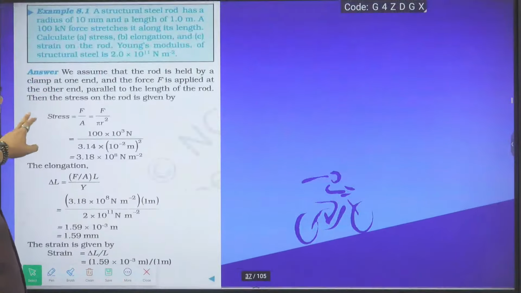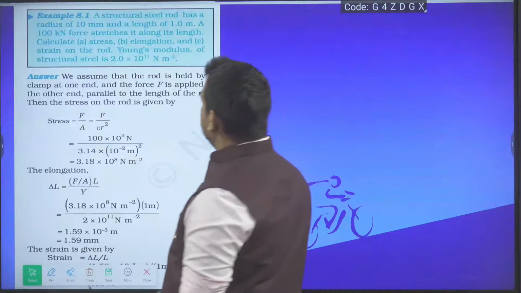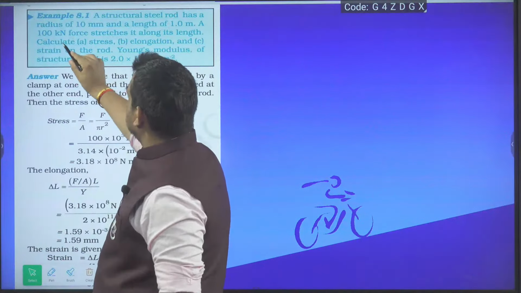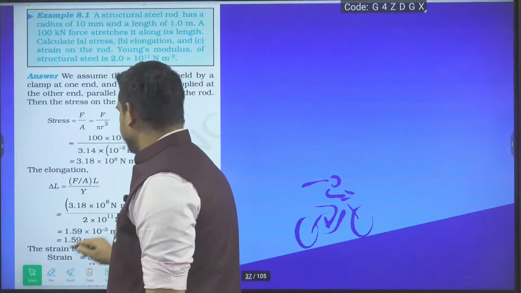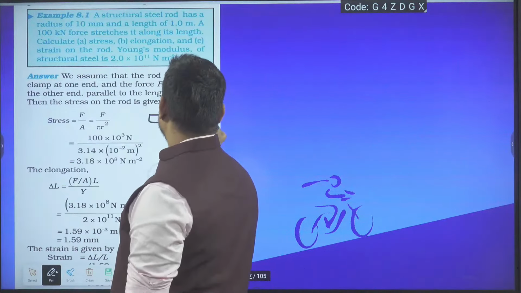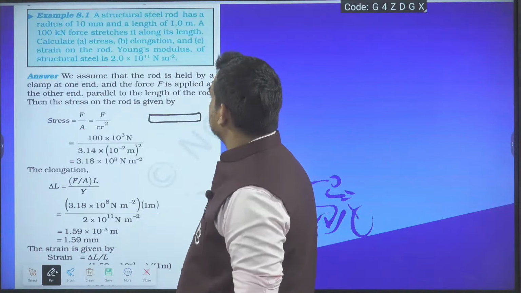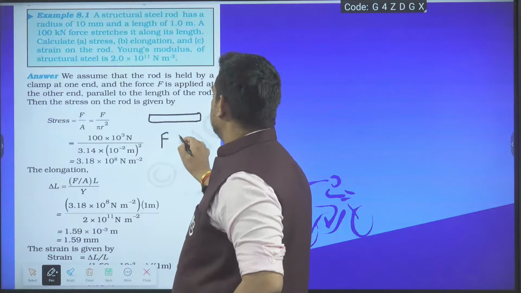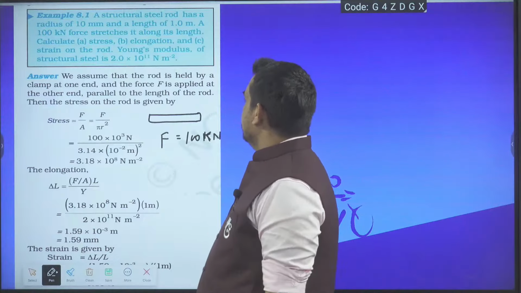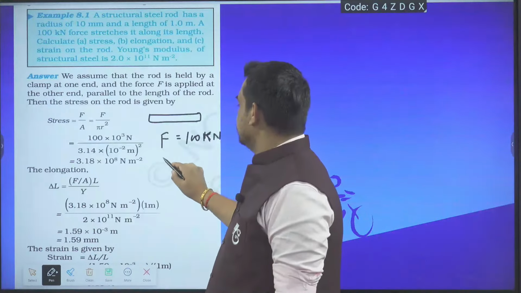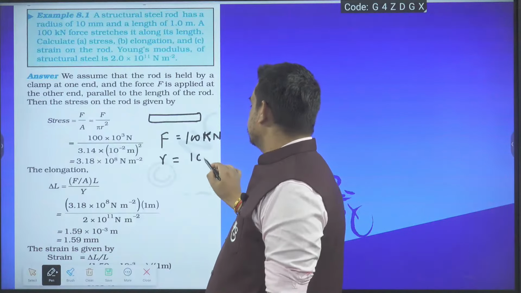Here comes this question. A structural steel rod has a radius of 10 mm and a length of 1 meter. A 100 kilonewton force stretches it along the length. If I draw it here like this, the length is 1 meter. The force is 100 kilonewton, meaning 100 into 10 power 3. The radius is 10 mm, so we can say 1 centimeter.